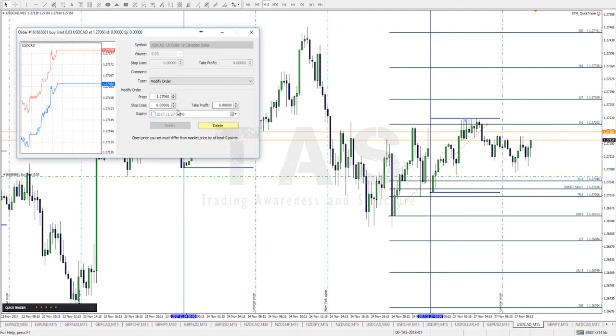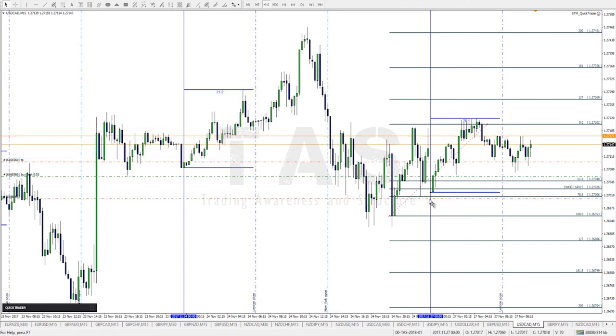So let's put in a stop below, and let's put our target. Let's see where. Let's put this below just a little, because it can come back and test Friday's low. Let's see how many pips.